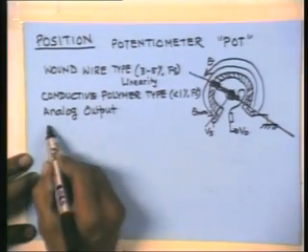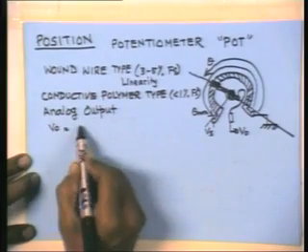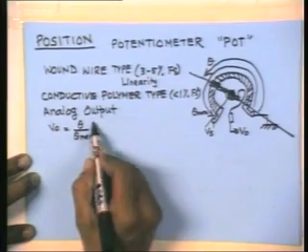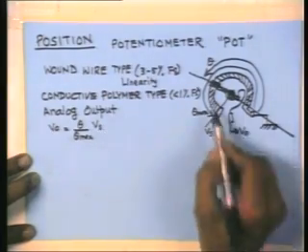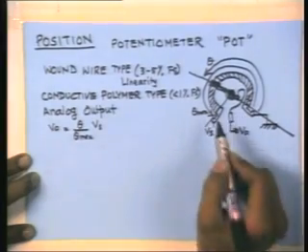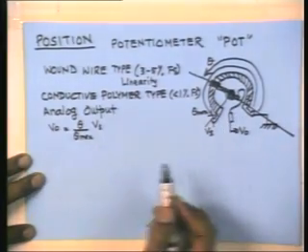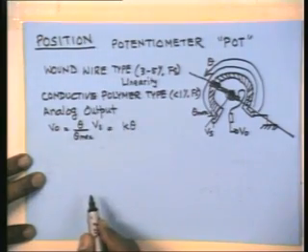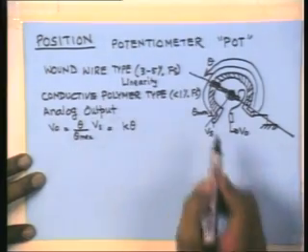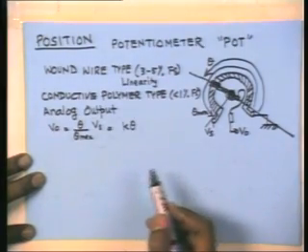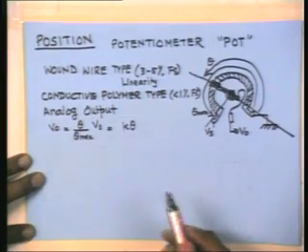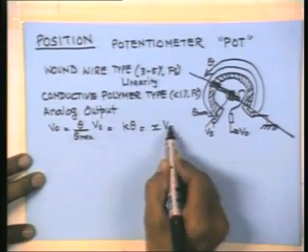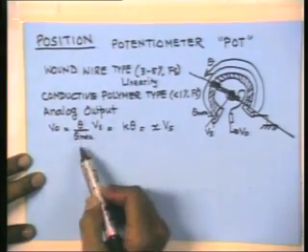Now V out obviously is equal to theta divided by theta max times Vs. This is by a simple resistance divider, voltage divider, and this can be written as some k times theta, because if Vs is a constant and theta max is a constant, then this is a signal proportional to the position. We can also write this as x times Vs, where x is the fraction theta over theta max.